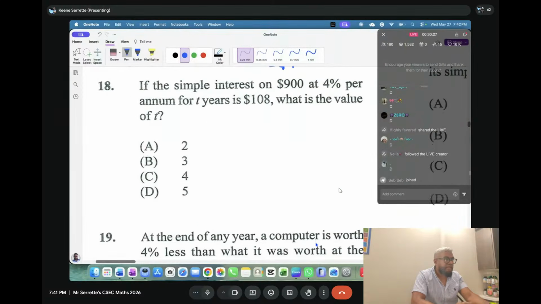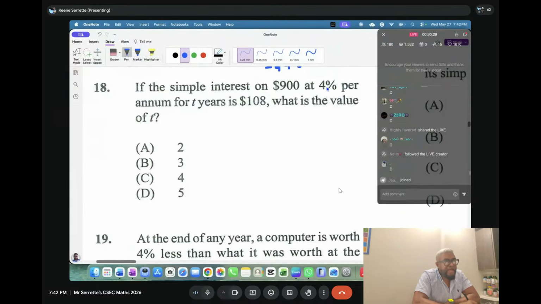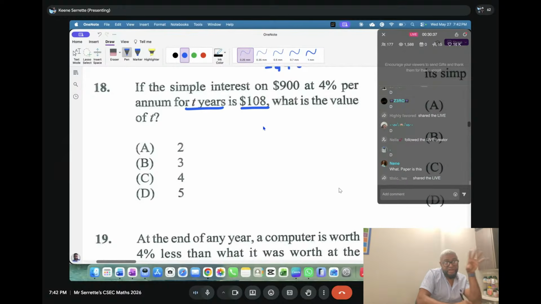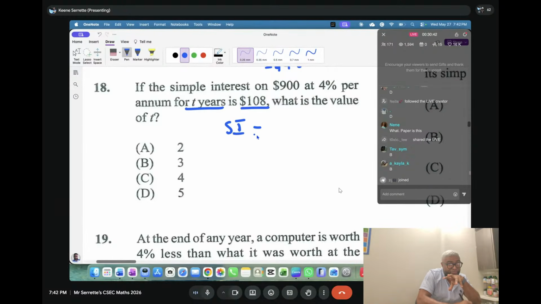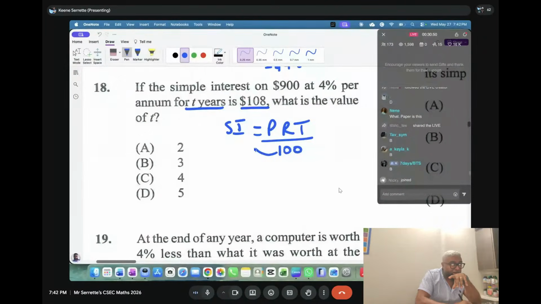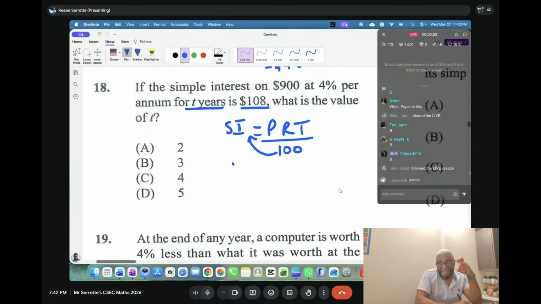If the simple interest on 900 at 4% per annum for T years is 108. This is my simple interest. The original formula for simple interest would be principal by rate by time over what? 100. So if I want time, I move this 100 here. Your edited formula would be simple interest multiplied by 100 over the other two terms, P and R. You're leaving time on this side.